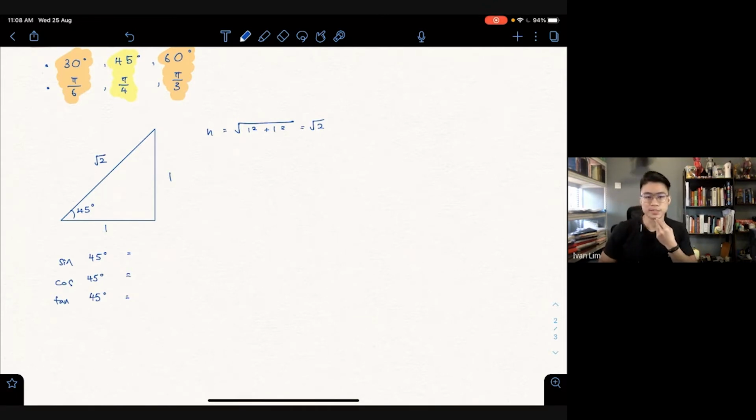Okay, I want all of you to be sketching out this triangle because you need to practice so that you know how to do it. Okay, 45 degrees done. Sine 45 degrees will be 1 over root 2, right? Because sine is opposite over hypotenuse, so opposite 1, hypotenuse root 2. Cos, same thing, because your adjacent is 1, then hypotenuse is root 2. Then next one, tangent, opposite over adjacent. So it will be 1 over 1, which is 1.